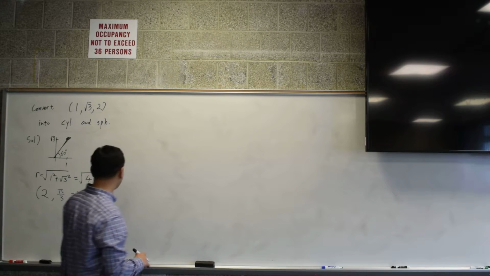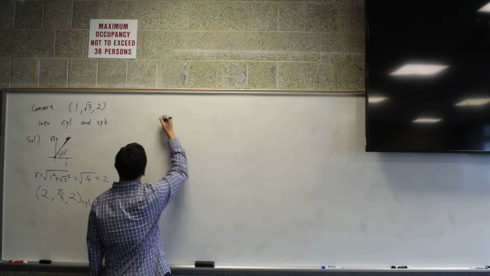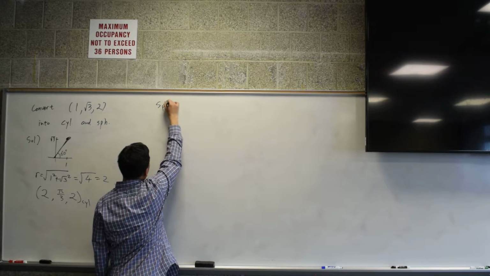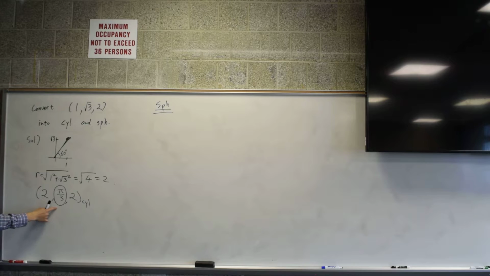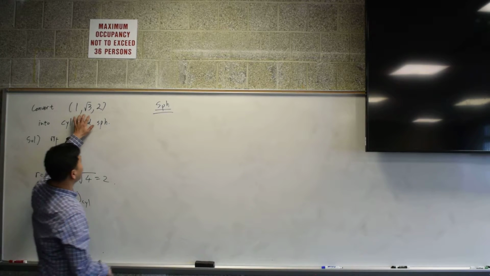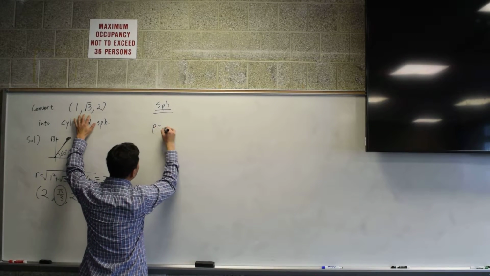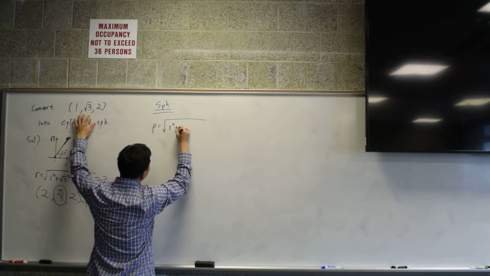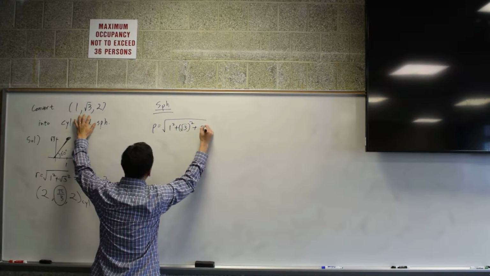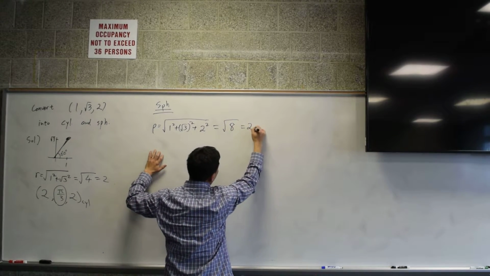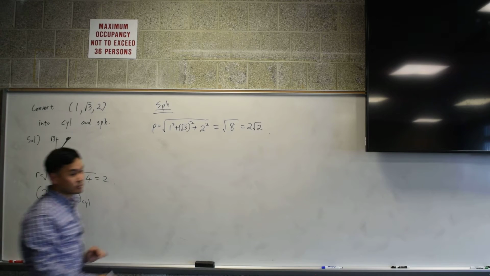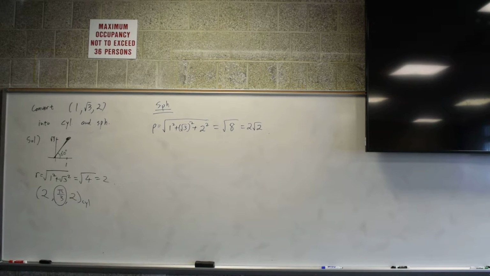So that was easy. And then to get to the spherical, we already know what to use for theta. It uses the same theta, so we're just going to use pi over 3. Now the rho is the distance from the origin to this point, right? So let's calculate the rho. Rho is the square root of 1 squared plus radical 3 squared plus 2 squared, which is the square root of 8, and that's 2 radical 2. That's your rho. That's the distance.